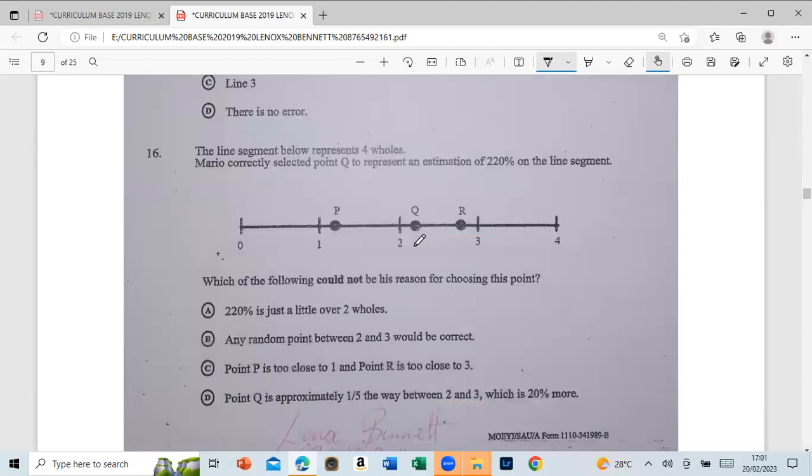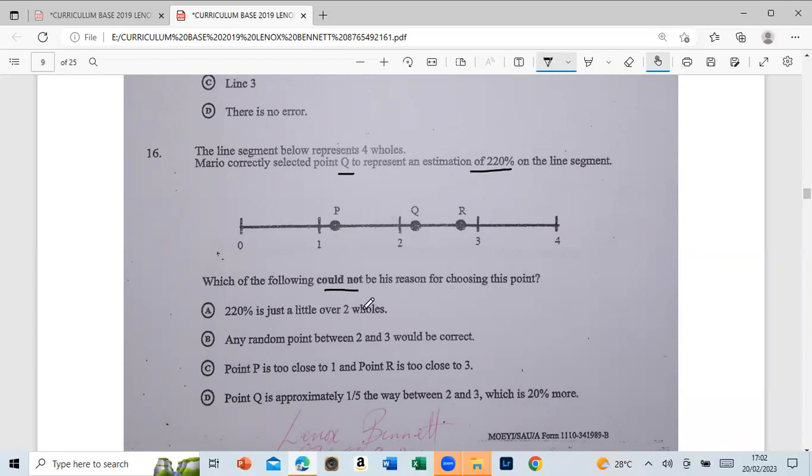The line segment will represent 4 wholes. So the entire line segment represents 4 wholes. Mario correctly selected point Q to represent an estimation of 220% of the line segment. Which of the following could not be the reason for choosing this point?